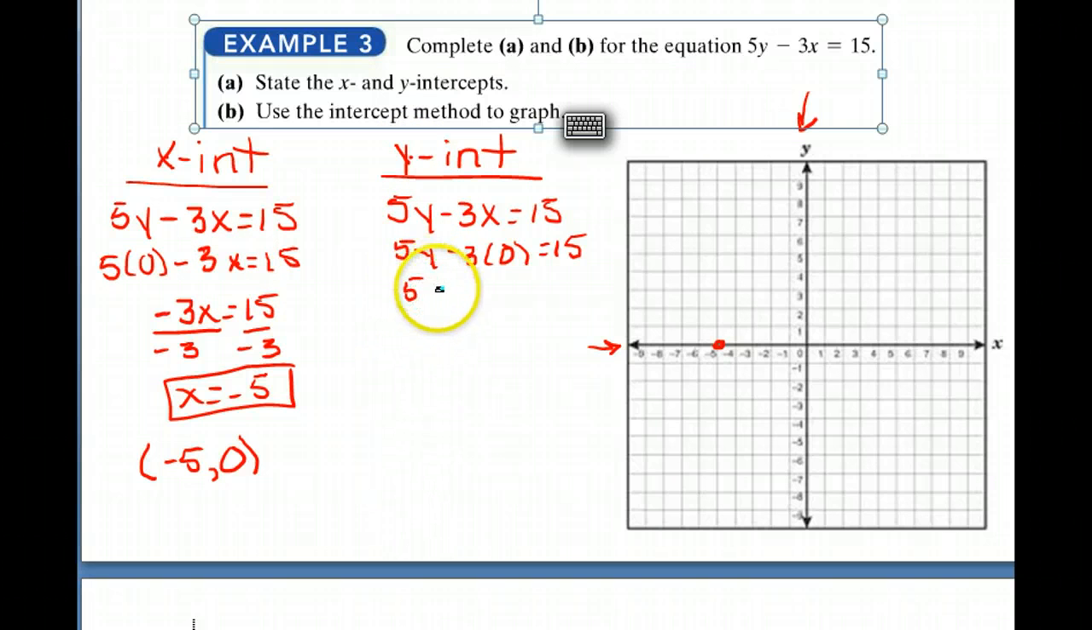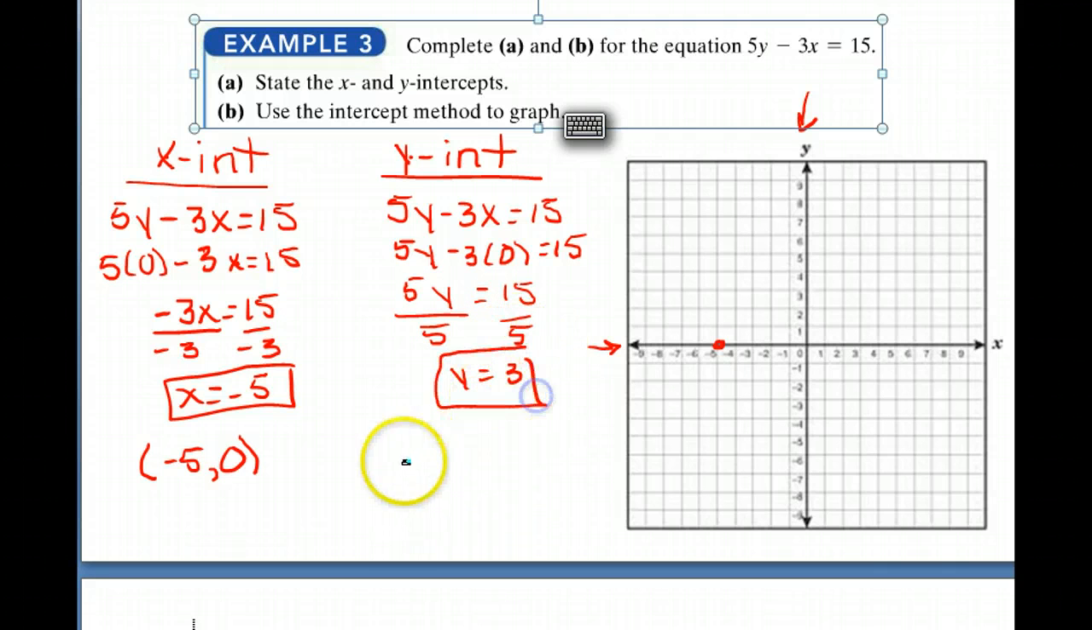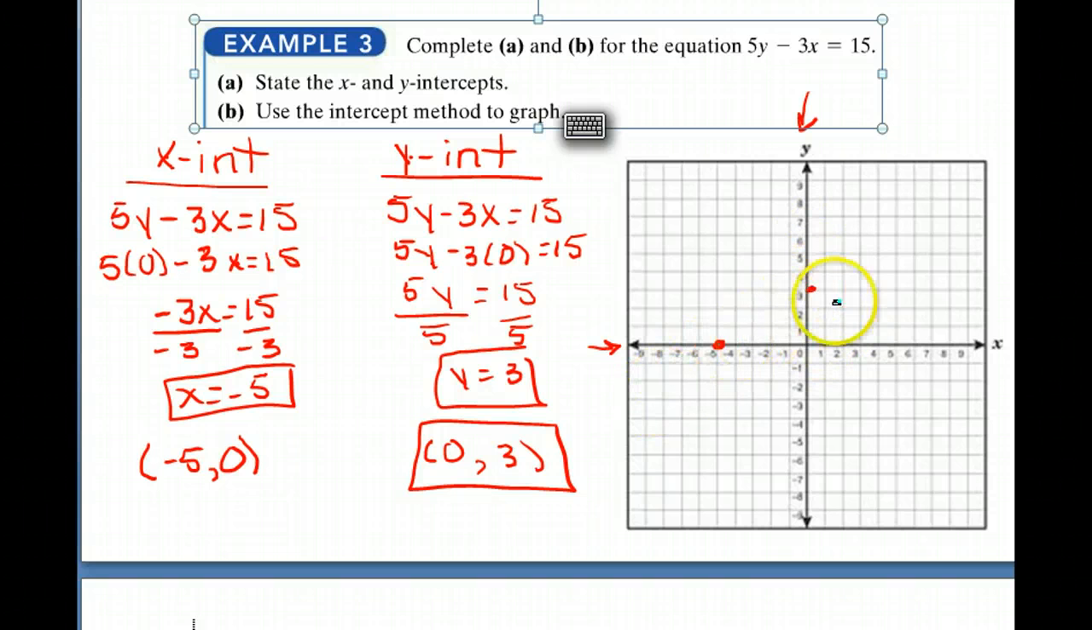So we're going to do 5y equals 15, divide both sides by 5, and y equals 3. Finding the ordered pair, remember you plugged 0 in for x, your y value is 3, and you're going to put a point on 0, 3. You now know your x and y intercepts, and your line is going to go right through those 2 points.